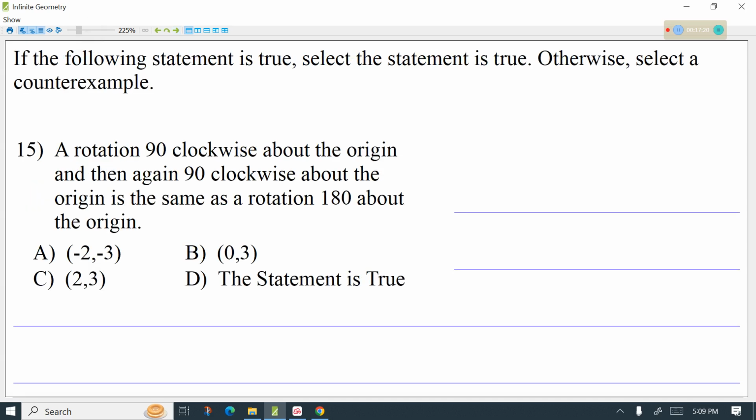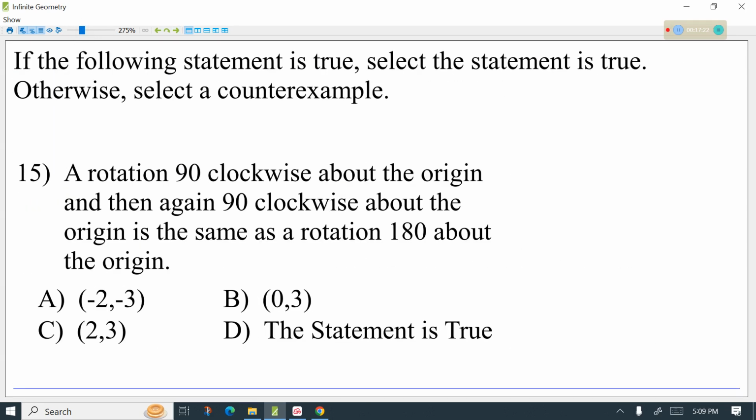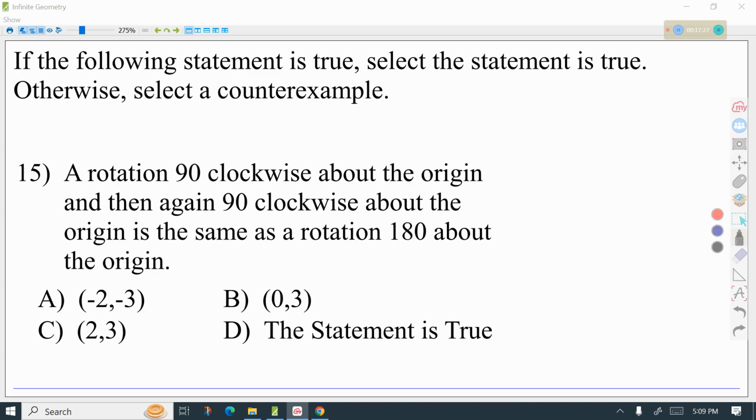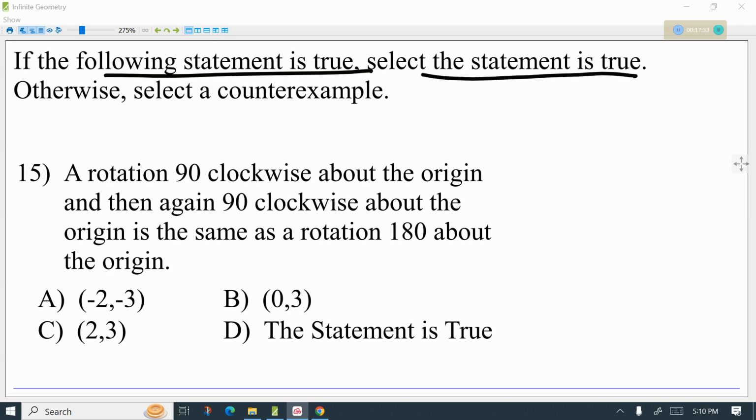Okay. Now we did this one in class, right? This version of this problem. So we'll cover it at least. All right. To do these problems, you want to understand the way they work. Okay. If the statement is true, then you select the statement is true. Okay? So in this case, this statement is very true.